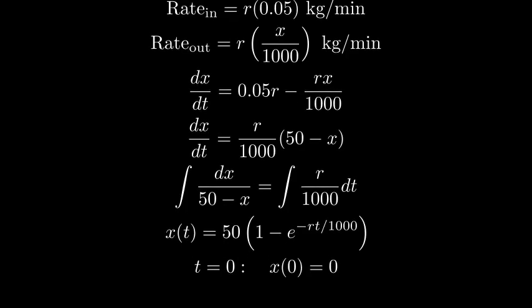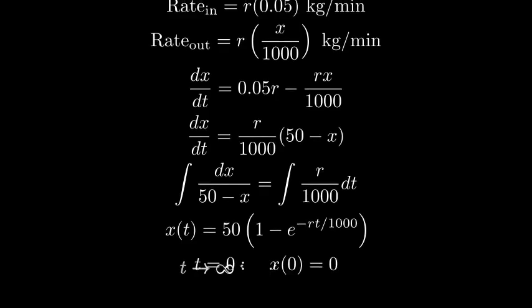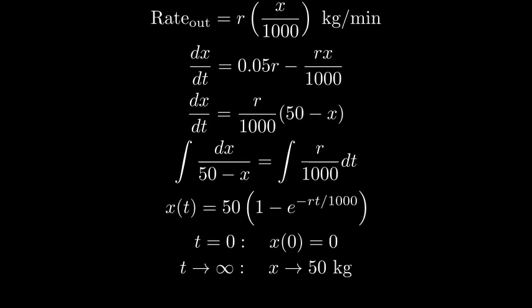Let's interpret our solution. At time 0, x equals 0, which makes sense since we start with pure water. As time approaches infinity, x approaches 50 kilograms. This means the tank will eventually contain 50 kilograms of salt.